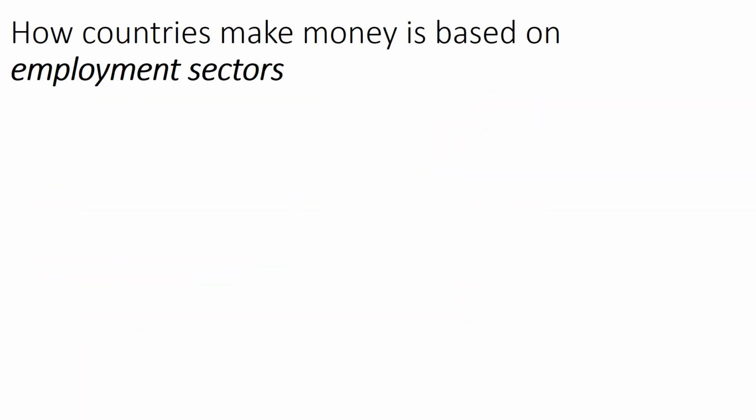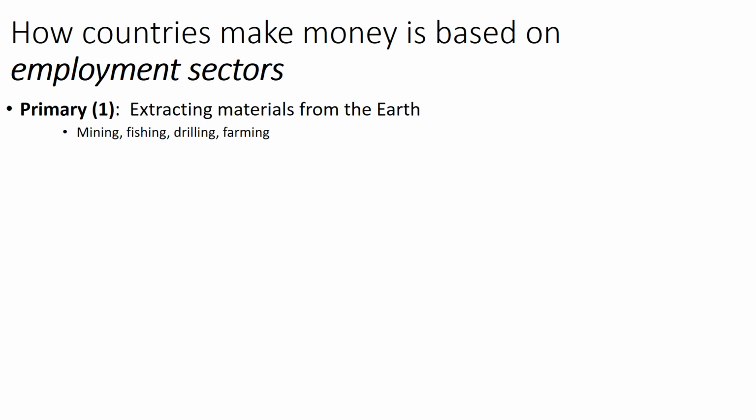Now, GDP, or how much money a country makes, is based off of the type of employment that exists. And we break this into sectors. The first sector being primary. This is extracting materials from the earth. This is mining, fishing, drilling, farming, all those very labor-intensive practices that are very tough, bringing materials from the earth.